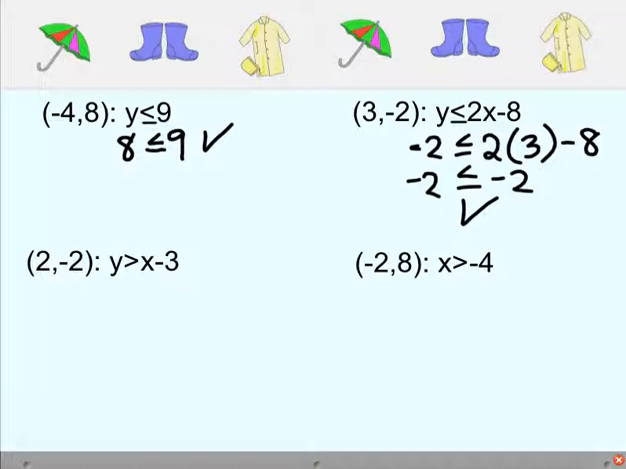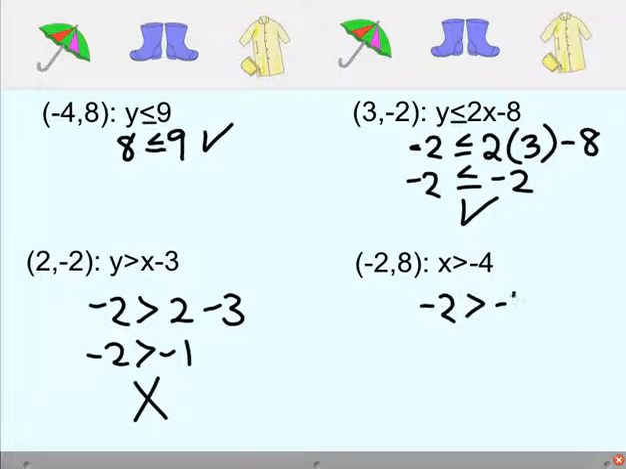2 comma negative 2 here, we would have negative 2 is greater than 2 minus 3, or negative 2 is greater than negative 1. That is not true. So in our shading, we would not want to include that solution. And negative 2 comma 8, we would say x is negative 2, which is greater than negative 4. That is a true statement. We could graph this on a number line or on a coordinate plane as a vertical line.